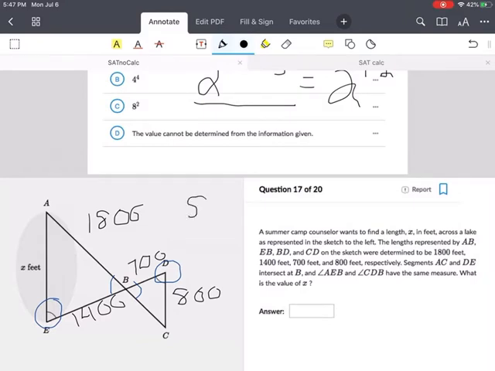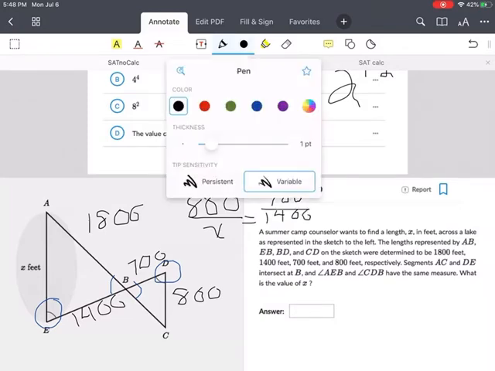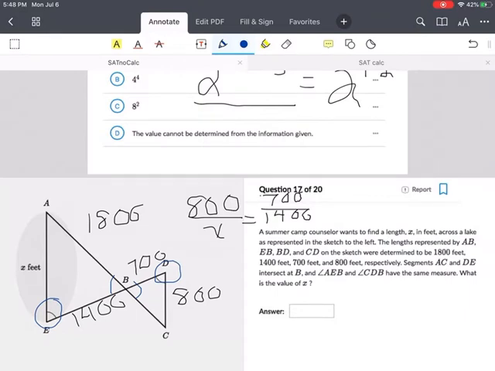800 over x, right? If we look at the similar triangle here, those two sides would be similar. That equals 700 over 14. Right? The reason I say that again is because these two triangles are similar. So if you align this angle with this angle, and if you align this angle with this angle, you can set up the proportion that we have right here.